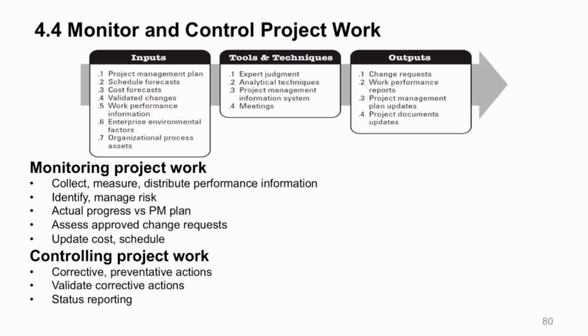Actual progress is now compared to the project management plan to see if we're on track with our baselines. That's under monitoring and controlling. We look at all approved change requests to make sure that they're good. As you see, validated changes come in and we make sure that they're still good. We update cost and schedule as needed. For monitoring and controlling, we do our corrective and preventative change controls if needed. We validate corrective actions that were made and implemented during direct and manage, to make sure that they were done properly. And we do status reporting also under this process, which is 4.4.